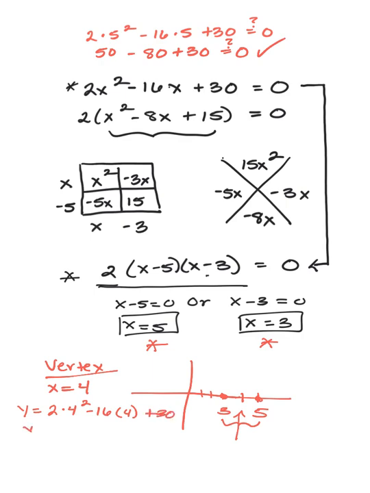Okay, well, let's simplify that. 4 squared is 16. 16 times 2 is 32. Minus 16 times 4, which is 64, plus 30, which means y equals a negative 2. Okay, so what does that tell us? Well, the x-coordinate of the vertex is 4, the y-coordinate is negative 2. Boom, right there.